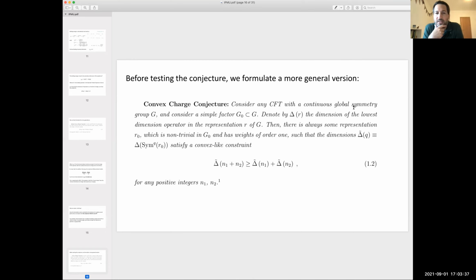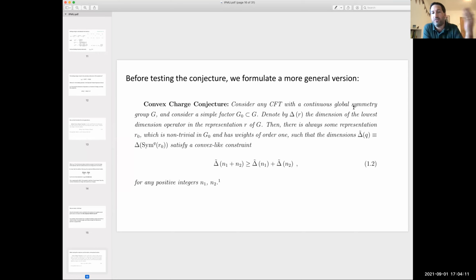One can consider any CFT with a continuous global symmetry group G, and consider a simple factor G0 inside G, and then denote by delta R the dimension of the lowest dimension operator in the representation R of G. So R is like the analog of Q. Then there is always some representation R0, which is the analog of Q0. So R is like Q and R0 is like Q0, and which is non-trivial in G0. So it should be charged under this factor of the symmetry we're looking at, and has weights of order 1.